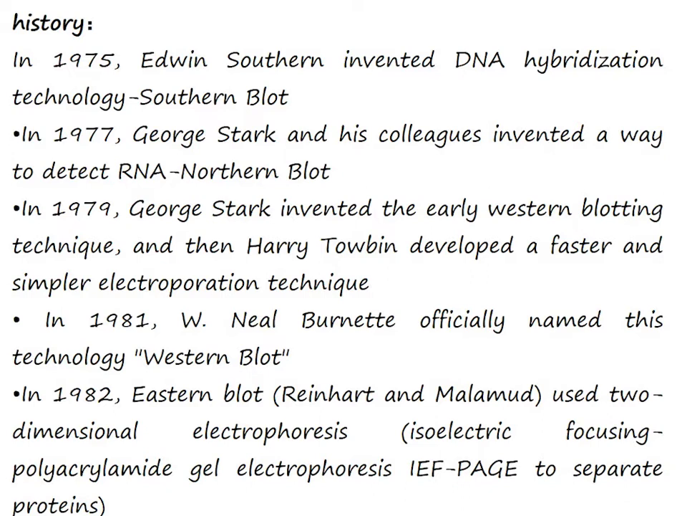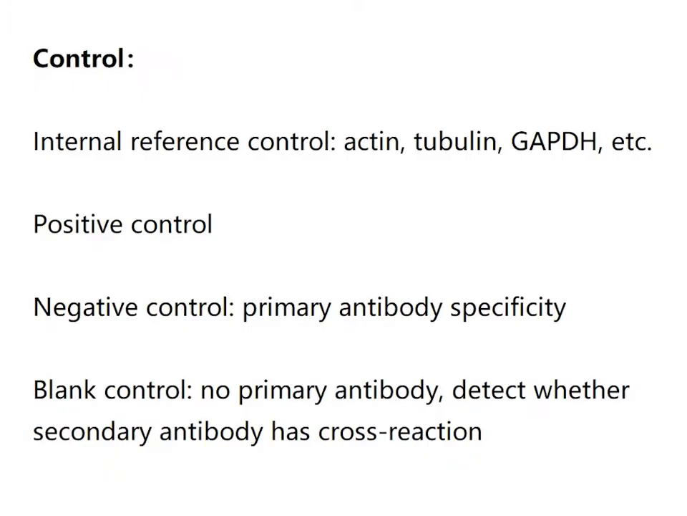This page showed a short history about the electrophoresis used by the scientists to detect different hybridizations about the DNA, RNA, and proteins. Several kinds of controls are used in Western blot, such as the internal reference control, like the actin, tubulin and GAPDH and etc., the positive control, and the negative control, and the blank control.